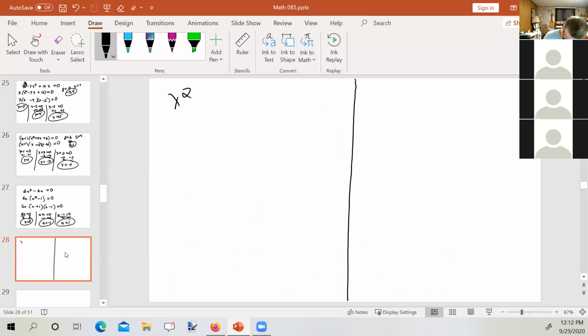Let's see. X squared plus 4x minus 21. X squared plus 4x minus 21 equals 0. We have two different situations. We have the same trinomial, but in the first case, it's just an expression. It's not an equation. We can factor it, but we cannot solve it because it's not an equation.